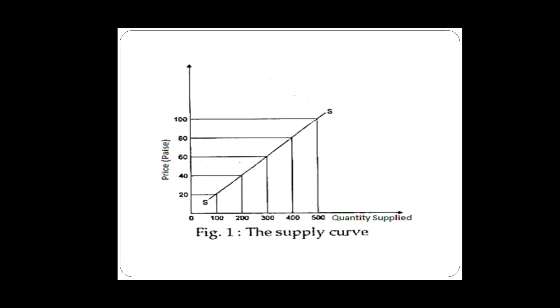Thus, the figure here also illustrates the basic essence of the law of supply, that is, the positive or direct relationship between price and quantity supplied. Now, the question is why the supply curve slopes upwards from left to right, or why there is a direct or positive relationship between price and quantity supplied.